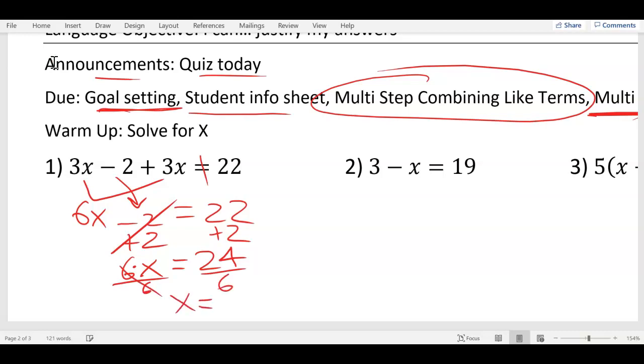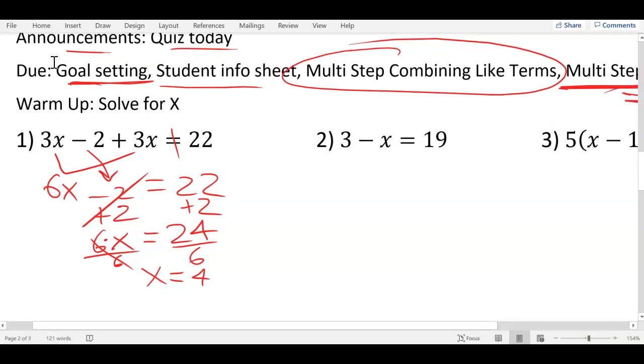24 over 6, what do I get? 4. Now here's a question. Could you do a problem like that, showing your work, get an answer, okay? That's the question.